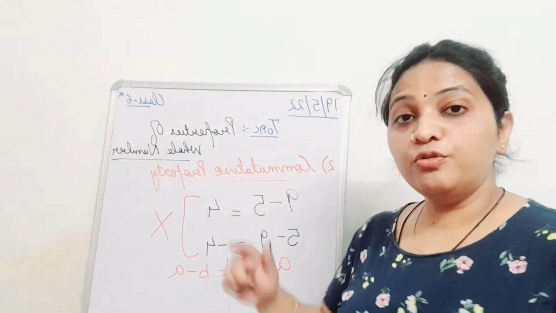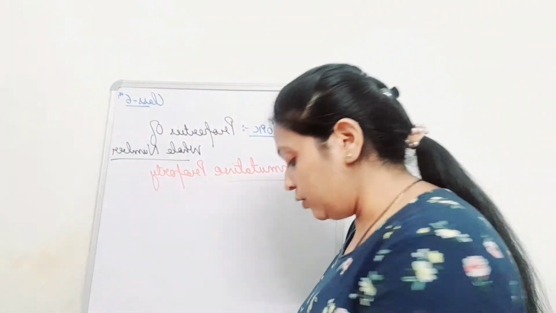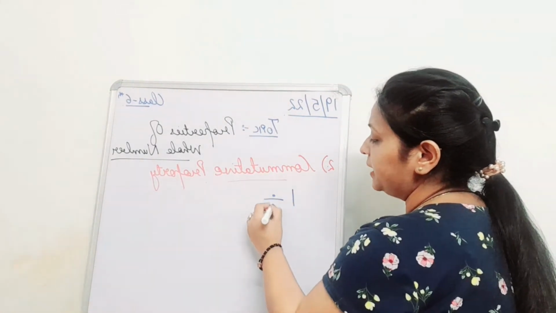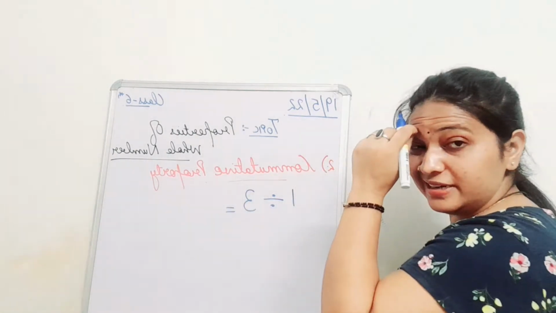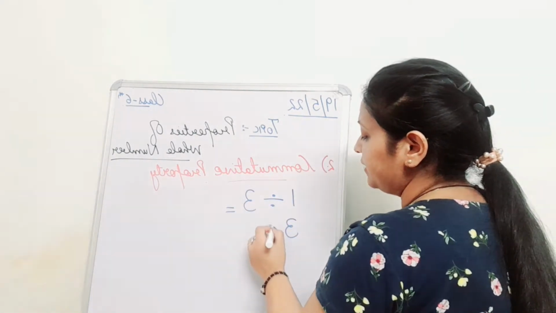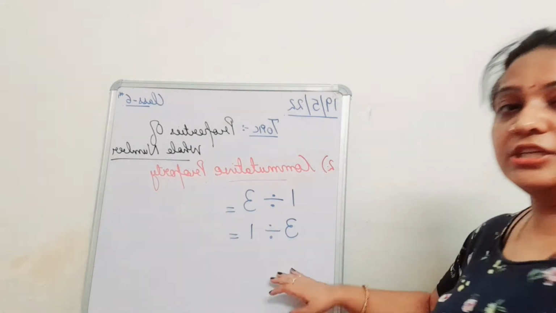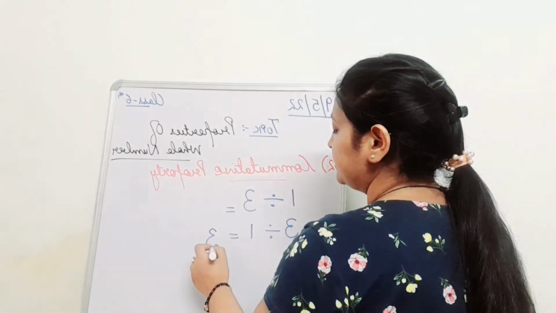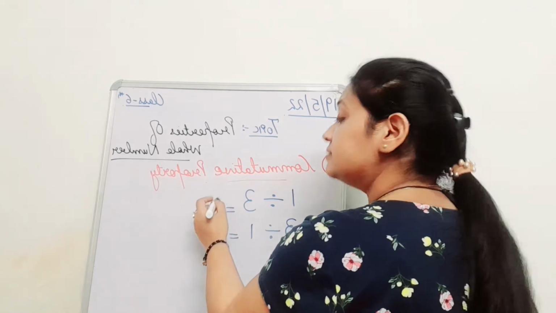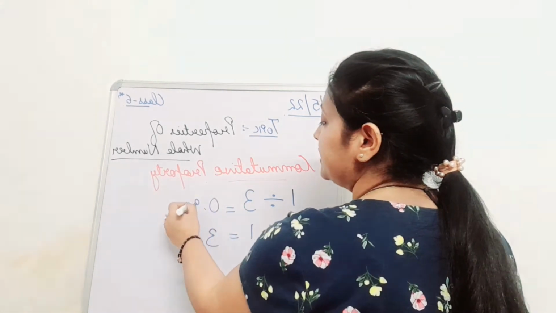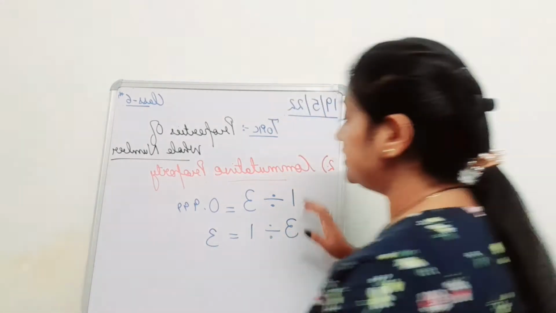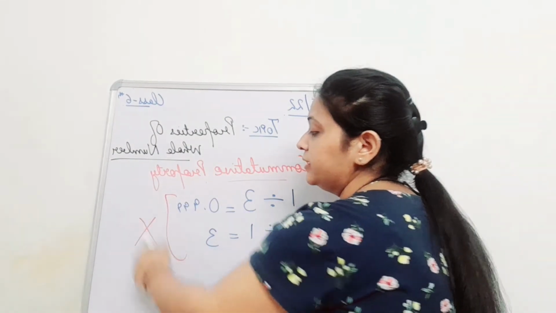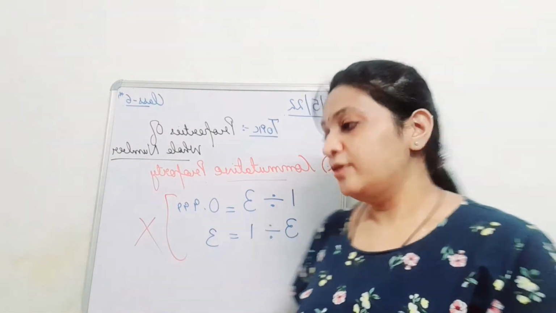Now you will check for division too. I am going to give you one question. You have to divide 1 by 3, and in another case you have to divide 3 by 1. In both conditions, will the answer be the same or not? No, the answer will not be the same. Here we will get 3, but here we will get 0.333. So in division also the commutative property does not hold.